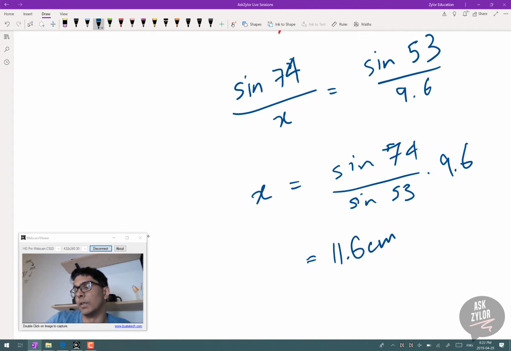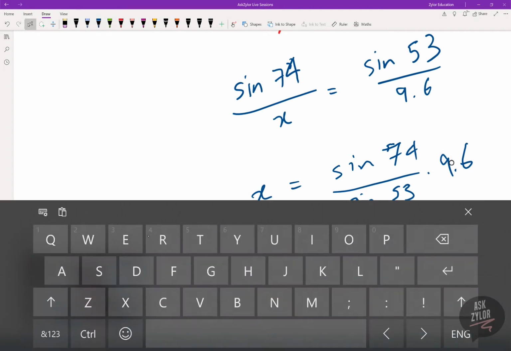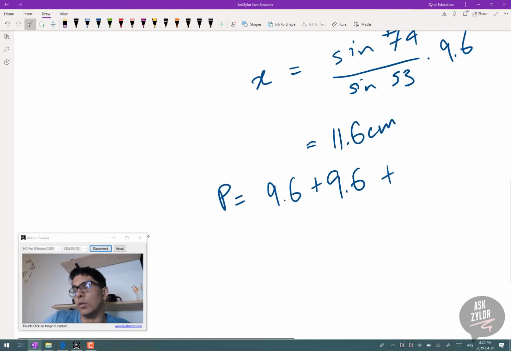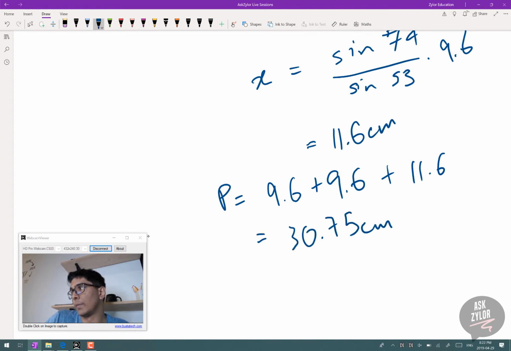11.6 centimeters. Then they're asking for the perimeter, so I'm just going to add up the two equal sides, 9.6 plus 9.6, plus my new side that I found to be 11.6. So this all adds up to 30.75 centimeters.